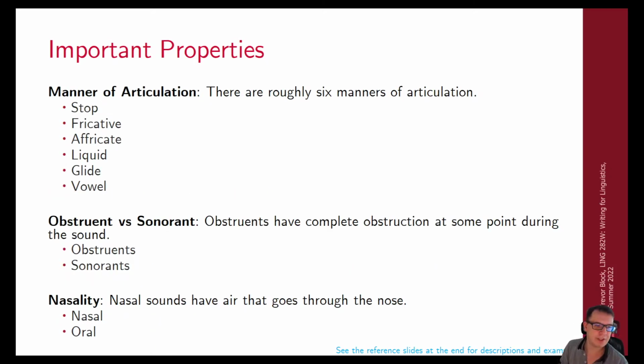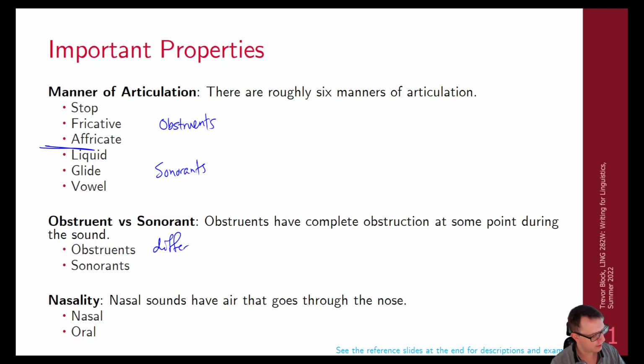We have some manners of articulation, and we'll talk really more about obstruent and sonorant right now. So these sounds can be categorized into obstruents and sonorants. So stops, fricatives, and affricates are called obstruents, and liquids, glides, and vowels are called sonorants. So if there's obstruction, this basically just means that there's a difference in air pressure.